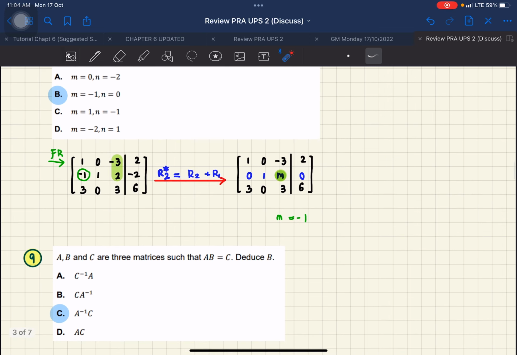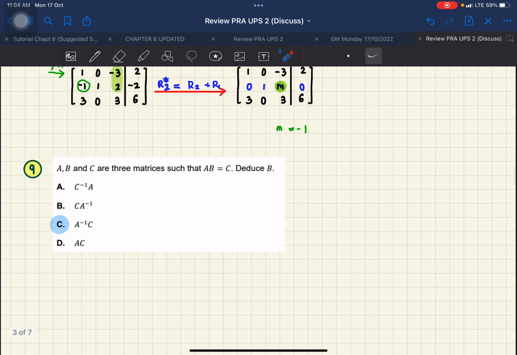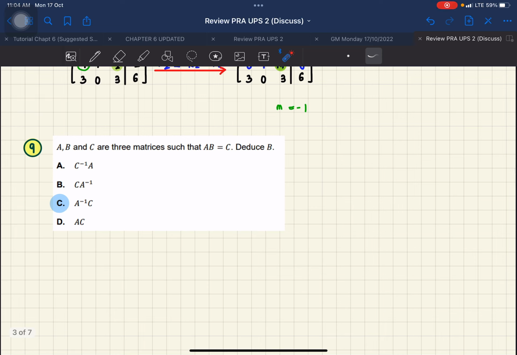Okay. So that's it for number 8. And then for number 9, dia kata A, B and C are 3 matrices such that AB equals C. So you need to deduce B. So nak dapatkan B, how are we going to get B?